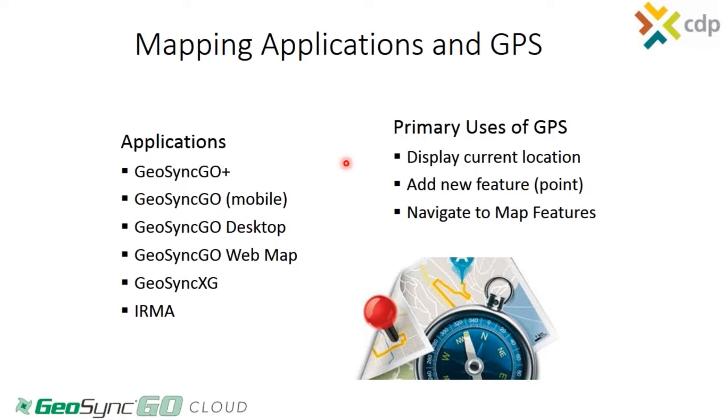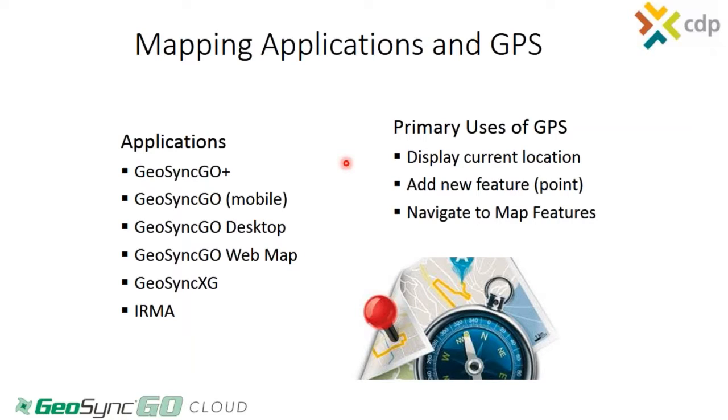The mapping applications and GPS. We'll look at that first, the need for this. The applications this tool integrates with are basically all of the MapSync GeoSync mapping products: GeoSync Go Plus, GeoSync Go Mobile, the initial mobile GeoSync Go application, GeoSync Go Desktop, GeoSync Go Web Map, and GeoSync XG, as well as our IRMA product, Interactive Responder Map Access.